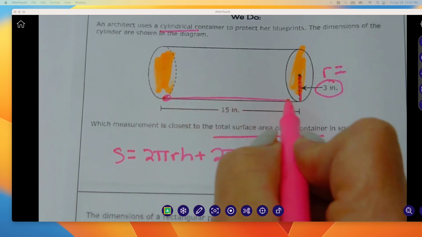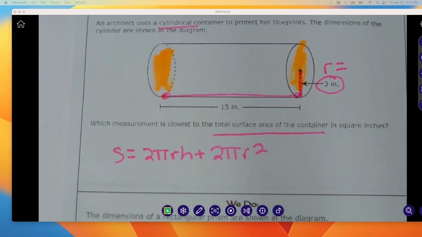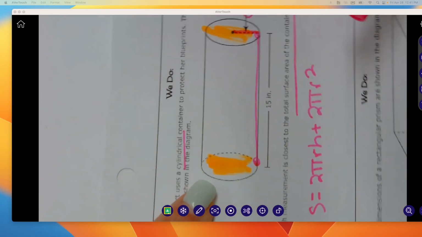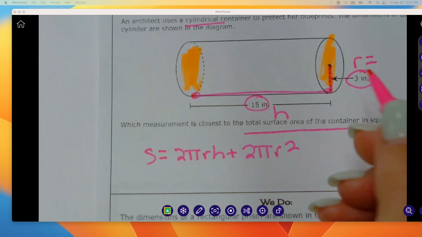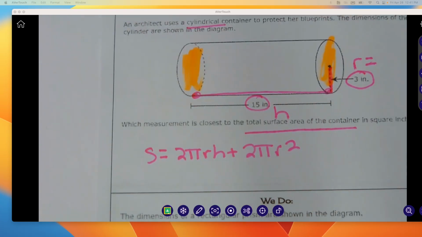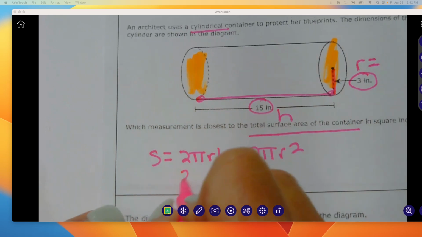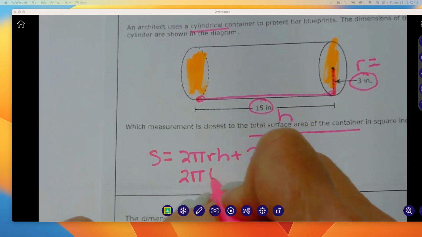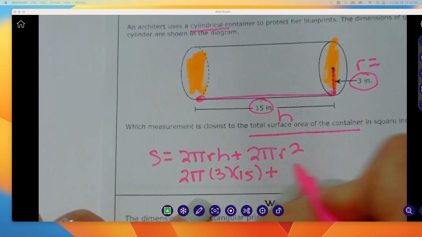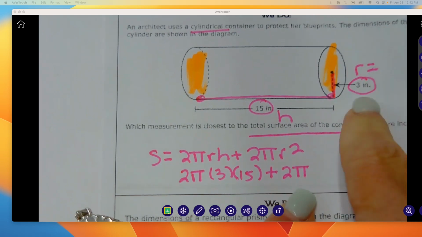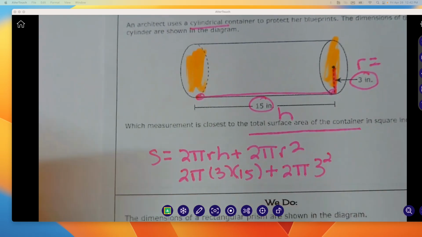Once you have your two bases, guys, what connects those two bases, whether it's laying down or standing up, it is still connecting the two bases, and this is the height. So I'm going to circle this and write H for height. Okay, now I'm just going to plug in the numbers. So I have 2 pi, my radius is 3, my height is 15, plus 2 pi, my radius is 3, and don't forget to square it.